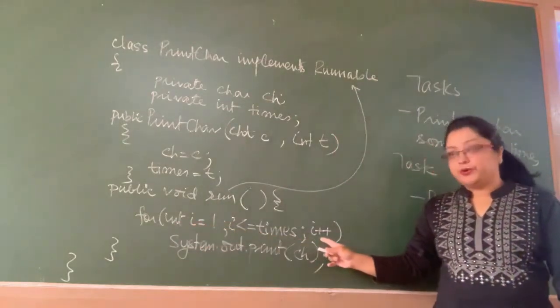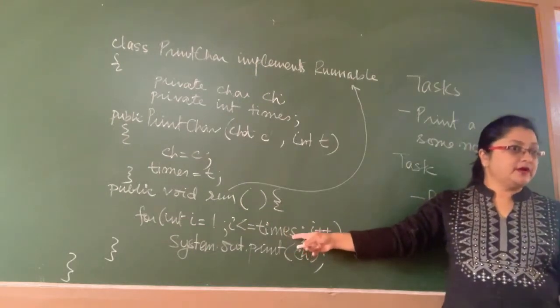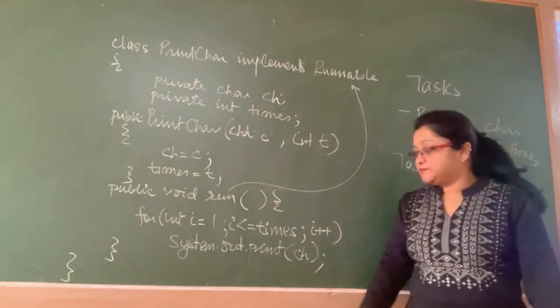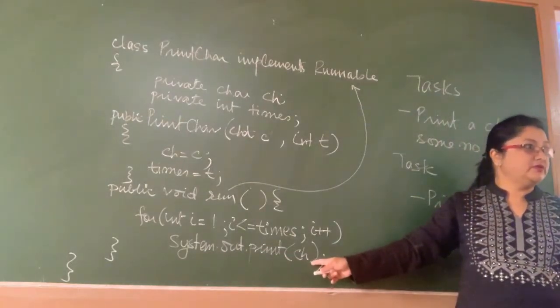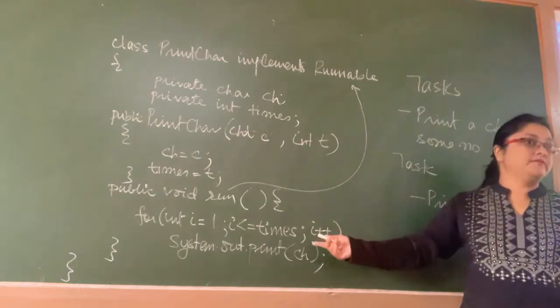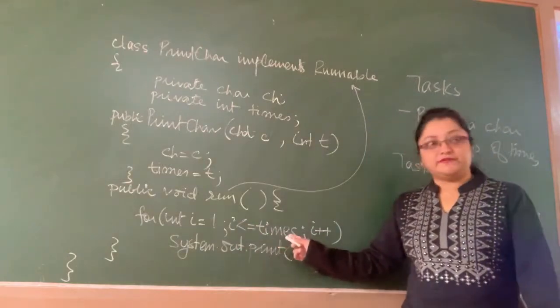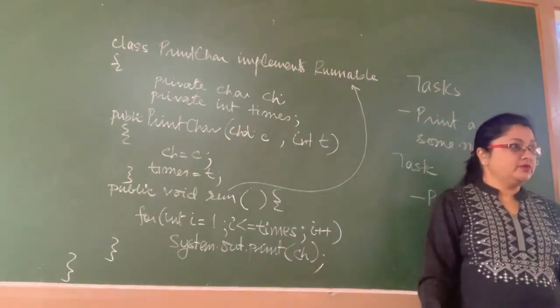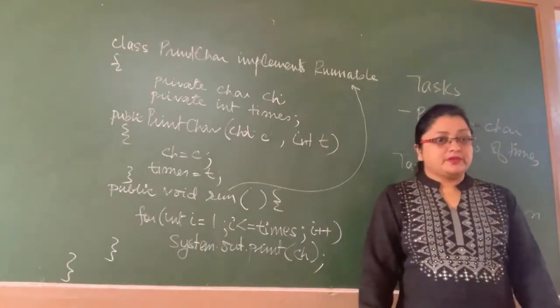Here we have a for loop, for i going from 1 to the number of times, i plus plus, and here we are printing the character to be printed. This logic is quite simple. Simply printing the character as many times as is required. So this is the class printChar.